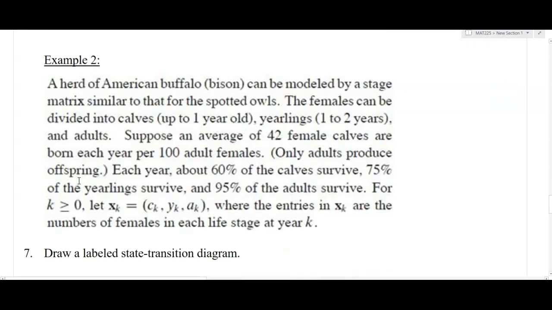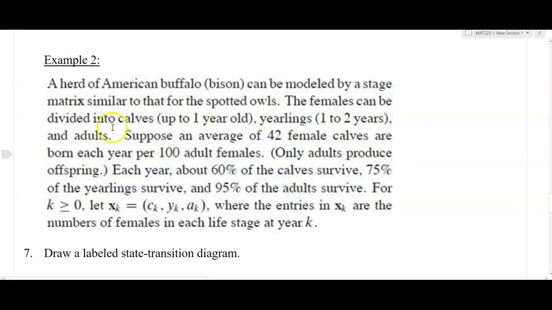So let's take a look at one more example. Here we're going to actually have 3 different states. And this is for a herd of American buffalo, or bison, which can be modeled by a stage matrix similar to that for spotted owls. This was a different example from somewhere else, so don't worry about the spotted owls. The females can be divided into calves up to 1 year old, yearlings 1 to 2 years, and adults.